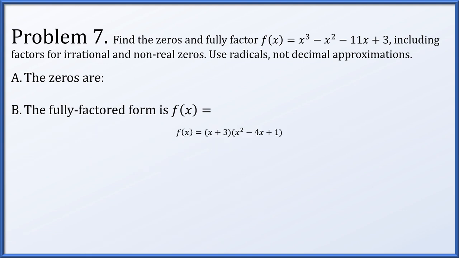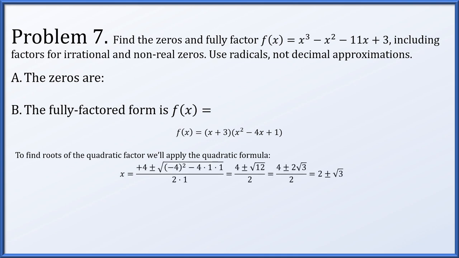So we've gone ahead and factored x plus 3 out of our cubic, and that left behind x squared minus 4x plus 1. We now have a quadratic that we want to factor. If you tried to do this by hand without using the quadratic formula, you might be looking for two numbers that multiply to 1 and add to minus 4, and it's going to be tough to find those without just using the quadratic formula. If you work it all out, the two roots are 2 plus or minus root 3.